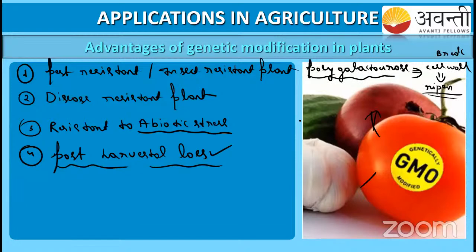So we have to remove this polygalacturonase, or make the enzyme release slowly, not rapidly, because if it increases rapidly, the tomato ripens rapidly. In the biotechnological process, they made this enzyme release slowly. Whenever it is released slowly, the tomato obviously stays without ripening. This is one of the importances of reducing post-harvest loss.